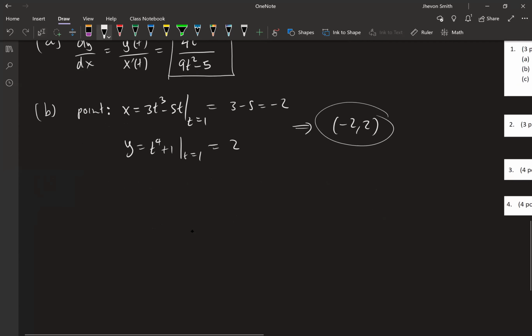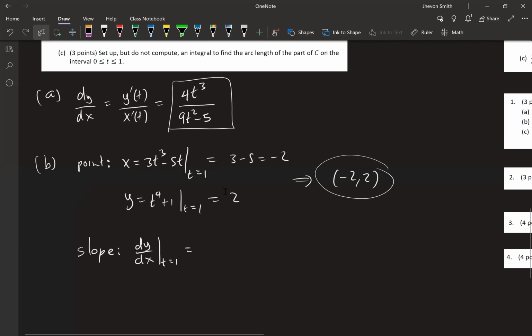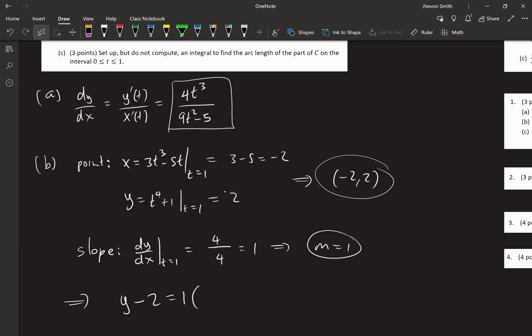Then we're going to want to find the slope. Now the slope is just going to be dy/dx evaluated when t equals 1. I just go to the answer in part A, plug in t equals 1, and I would get 4 divided by 4. So that's 1. So I would take m equals 1. And then I would just say, y minus y1 equals m times x minus x1. That's the equation of my tangent line right there.